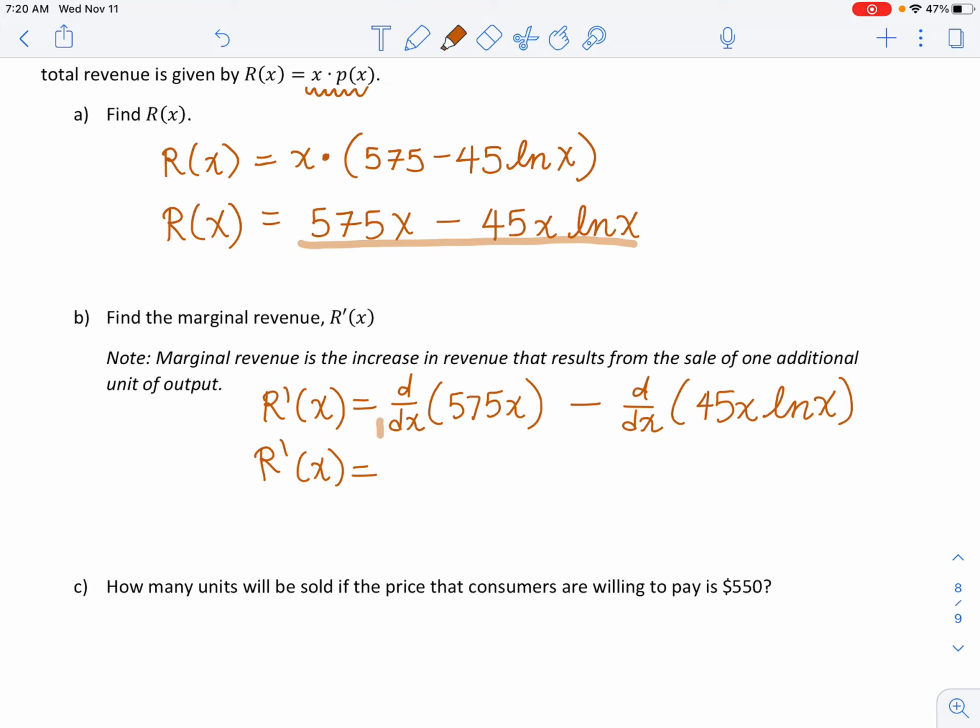But let's go ahead and do this. What is the derivative of 575x? That's just going to be 575, right? Minus. Now, I'm going to go ahead and pull out this 45 right now and worry about the derivative of x times natural log of x. Now I'm going to focus on that part.